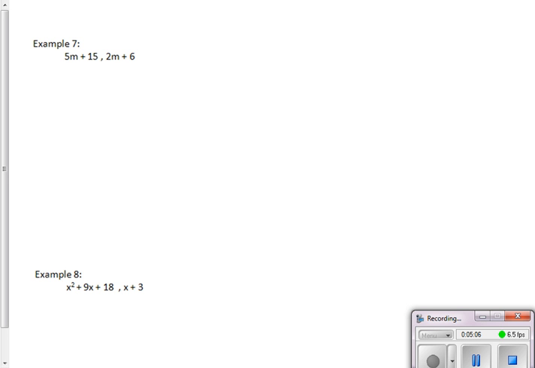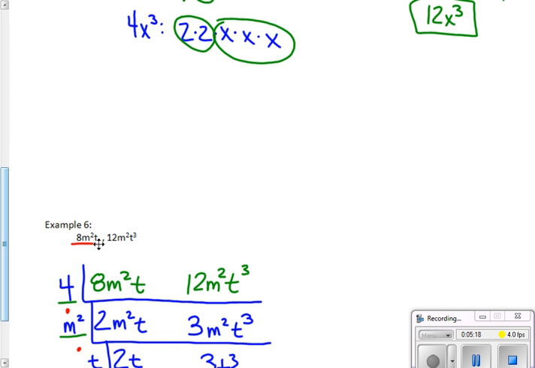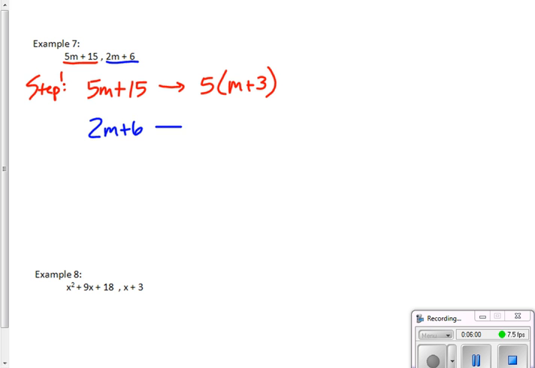When I work with binomials or trinomials, normally I use the two-step approach, not the L method. In that previous problem for the L method, we dealt with monomials. So when I come to a binomial, I use the two-step approach. Step one, factor it down into prime factorization. If I look at this first term, I have 5m plus 15. When I factor this, I can pull out a 5, and I'm left with m plus 3. And then I check 2m plus 6. Here I can factor out a 2, and I'm left with m plus 3.